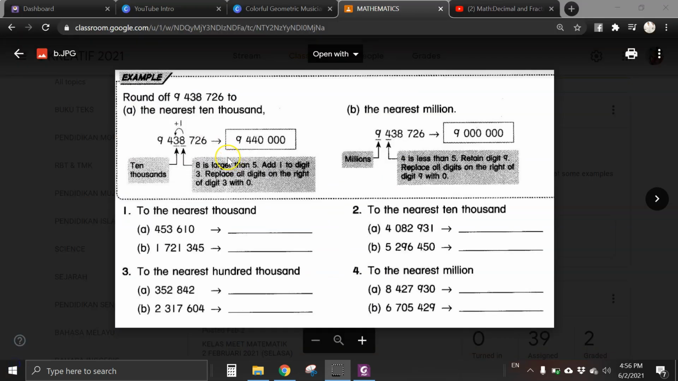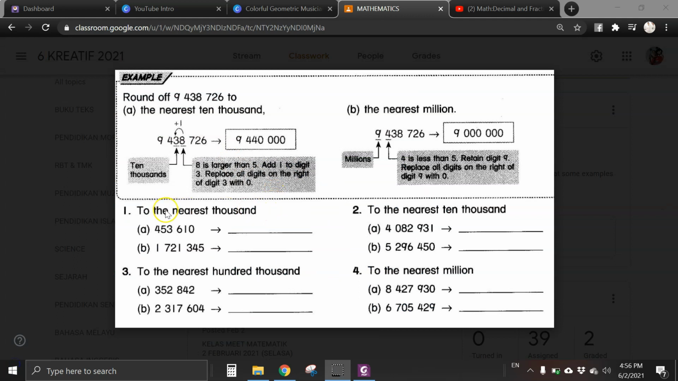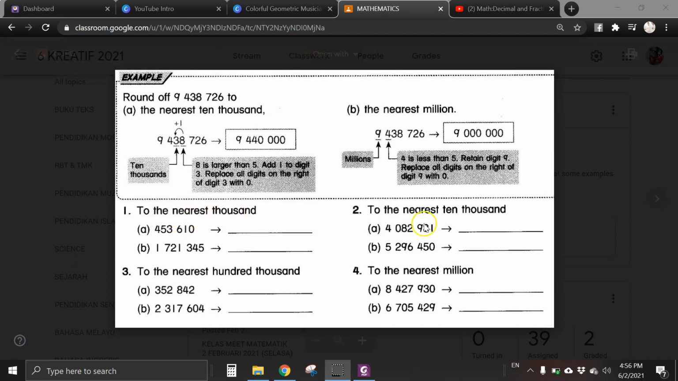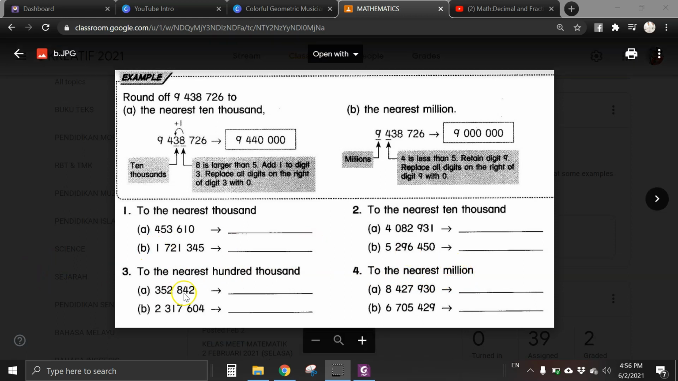Okay, so your first homework for today will be this page. Now, this is not in your textbook, but don't worry, I'll be attaching this image on Google Classroom. So please go and check it out. You have to round off the numbers to the nearest 1,000, nearest 10,000, nearest 100,000, and the nearest million. Okay, so this is your first homework.